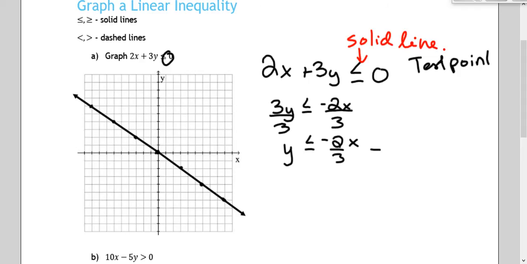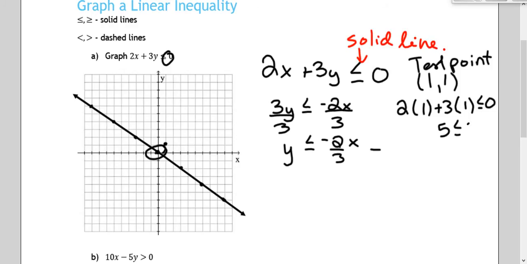And this will tell us which region is our solution region. Now, usually we do a test point of 0, 0, but we see that is on the line, so that's not a good point. So the next one that I would choose is 1, 1. So then I go 2 multiplied by 1 plus 3 multiplied by 1 must be less than or equal to 0. So is 5 less than or equal to 0? No. So it's not this region that we shade, but the other region.